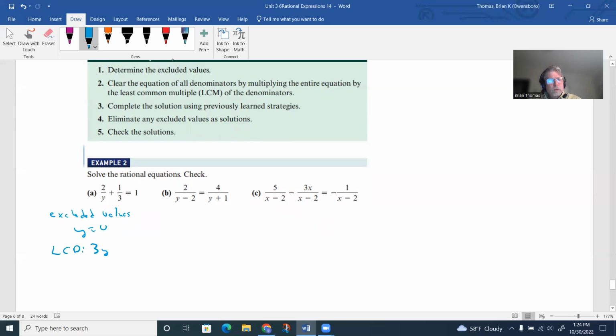So what we end up doing is we end up multiplying each side by the LCD to get rid of fractions. So when I write my problem, it's going to be 3y, and then I'm going to have 2 over y plus then 1 over 3, and that's going to equal then, and I have to multiply each side by that 3y. So it's going to be 3y times 1 on the other side.